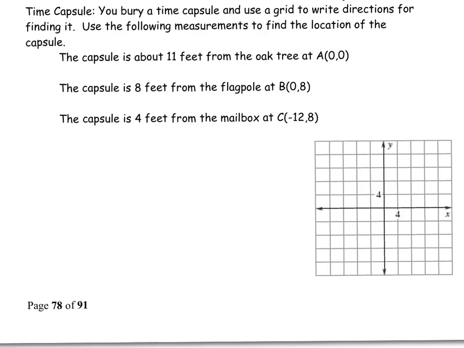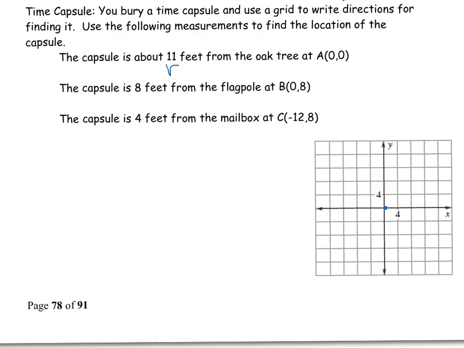So, we are going to use the following measurements to find the location of the capsule. It's about 11 feet from the oak tree. It doesn't say how far and what direction it is from the oak tree, so it's just somewhere 11 feet from the oak tree. So that is a radius. My oak tree is centered at (0, 0), and then I'm going to go 11 feet away.